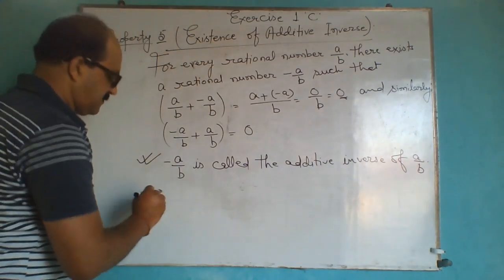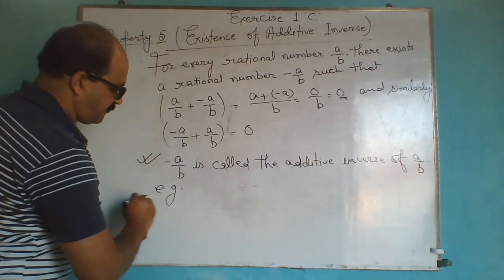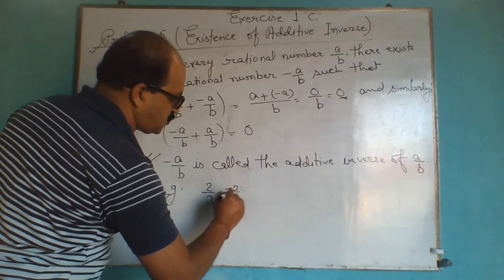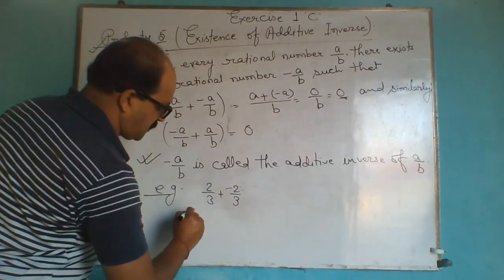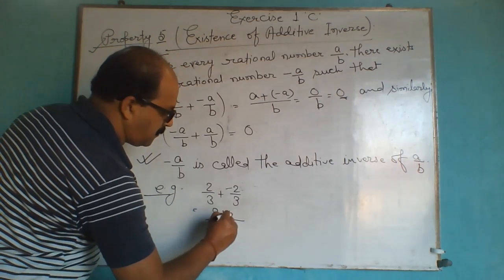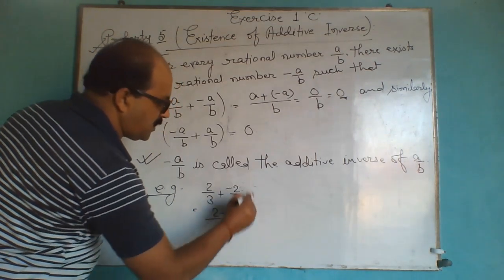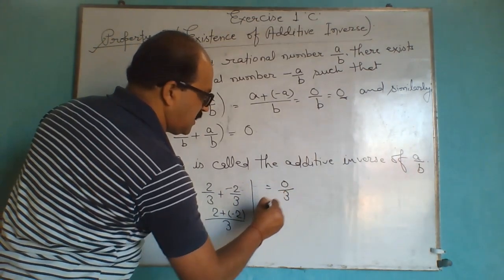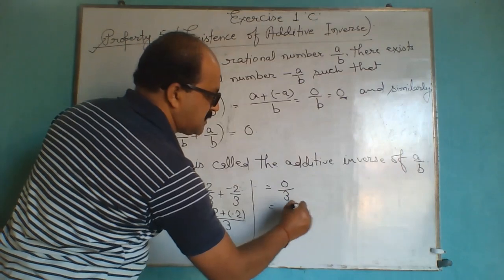Like, for example, 2 by 3 plus minus 2 by 3. Here, when we take the LCM 3, 2 plus minus 2, we obtain 0 by 3. The answer is 0.